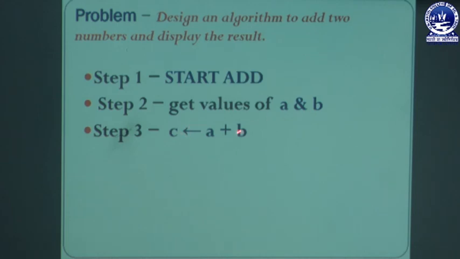So after storing the result of A plus B into C, what do we need? We need to display the result. So step 4 is display C. And after displaying the result, what is the next problem? That is nothing. So by completing these 4 steps, we are solving our problem to add two numbers and display the result. So step 5 must be stop.